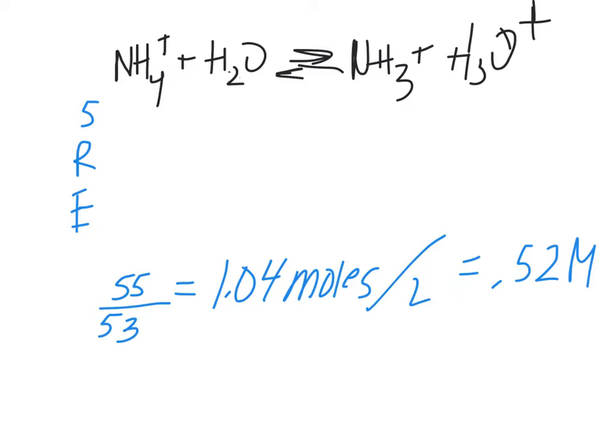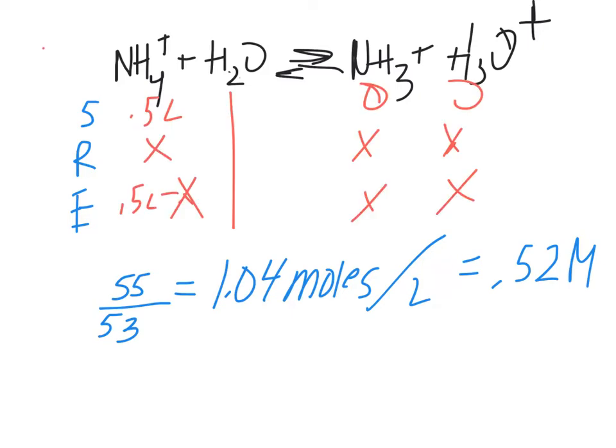I then took 55, which is the mass of ammonium chloride that was dissolved in the water, and I divided by 53, which is the molar mass of ammonium chloride, and I figured out that's the number of moles of ammonium chloride. That's also the number of moles of ammonium. I divided by 2 since it's 2 liters of water, and so the concentration of ammonium is 0.52.